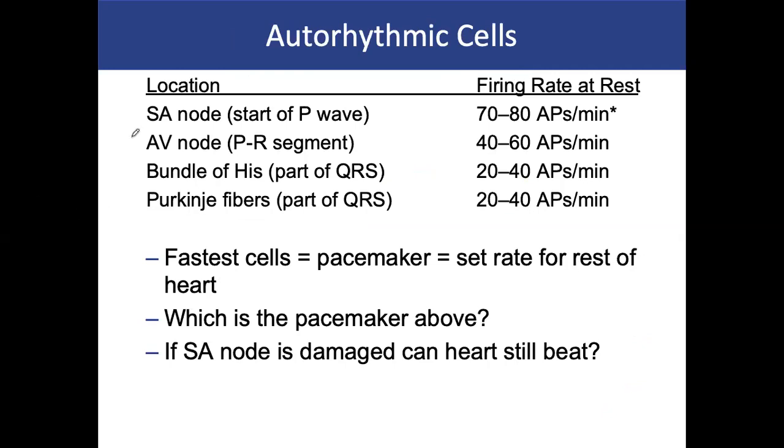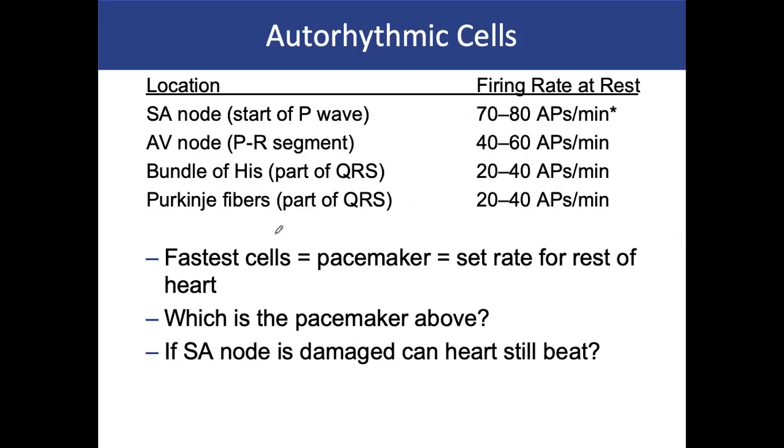Of all the rhythmic cells, your SA node depolarizes the fastest. So it generates about 70 to 80 action potentials per minute. The AV node generates 40 to 60 action potentials per minute. Bundle of His and Purkinje fibers, about 20 to 40 action potentials per minute. This correlates with beats per minute. So the SA node depolarizes at 70 to 80 action potentials per minute. That's going to give rise to 70 to 80 contractions per minute, or that would be the heart rate.